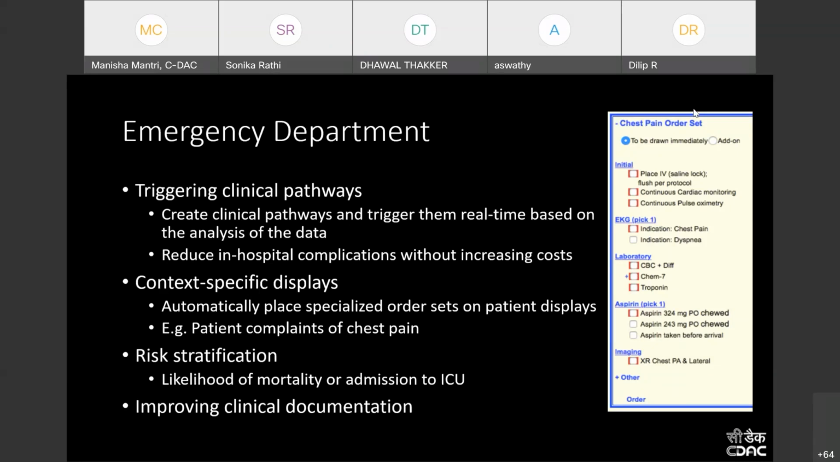Another application would be risk stratification, where you can predict the likelihood of mortality or admission to the ICU of the patient who is in the emergency department. This will help hospitals manage the resources, manage bed availability, manage the transfers, and also keep the family informed about what is probably going to happen, if not immediately. And ultimately improving the overall clinical documentation in terms of providing some typeaheads, some readily available data sets for diagnosis, for initial diagnosis, and so on.